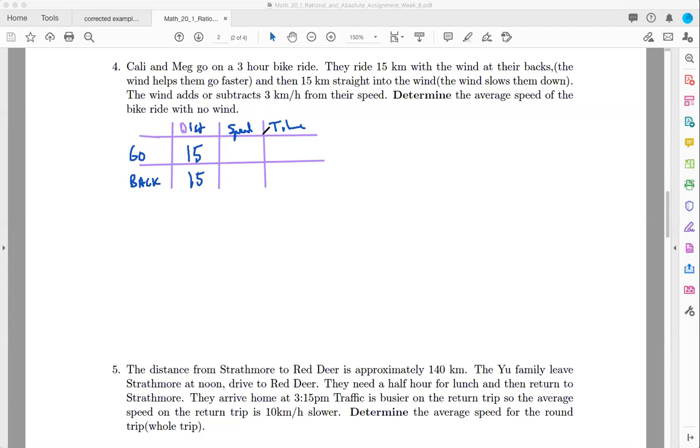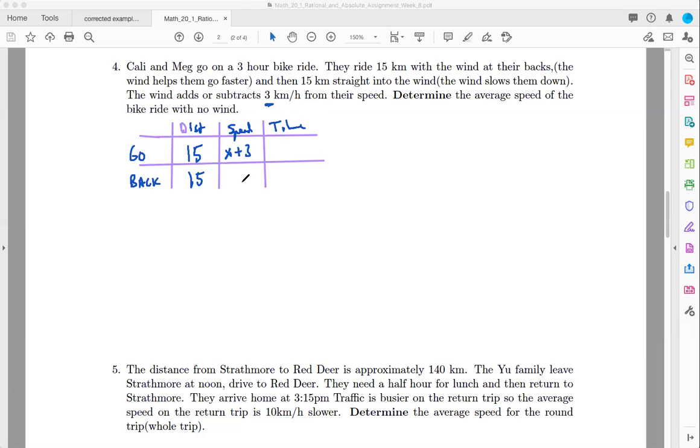But what was their speed? Well, there's a speed that they go, we'll say that it's x, but when they're going towards some place, the wind is at their backs. So the wind is actually helping them with a 3 km/h speed. It's pushing them at 3 km/h. So their speed is their normal speed if they didn't have any wind, and then the wind is helping them by going 3 km/h faster. So we can say that the speed is x plus 3.